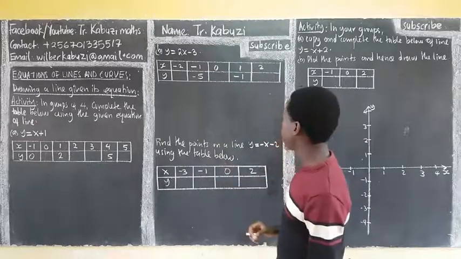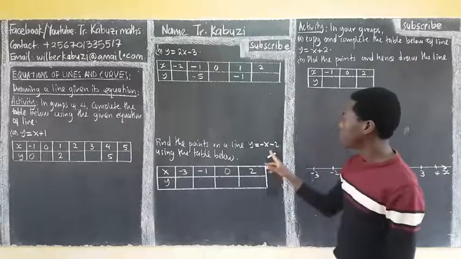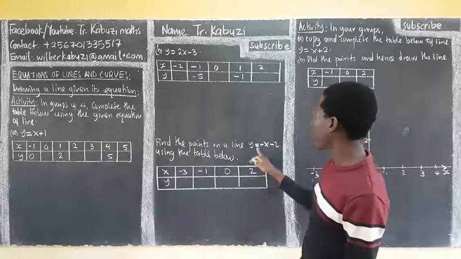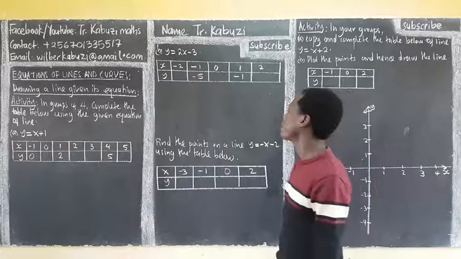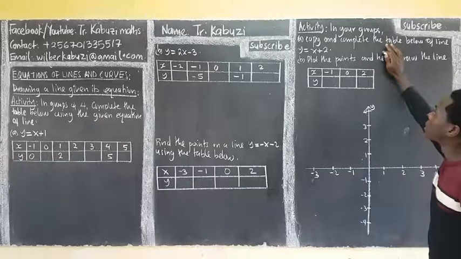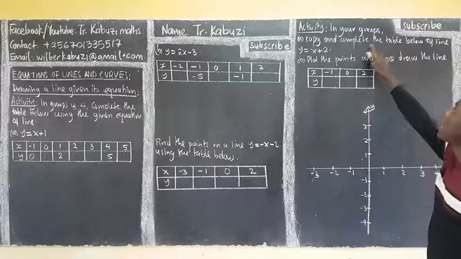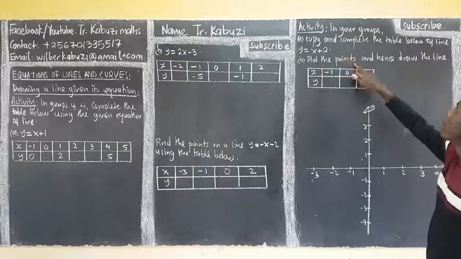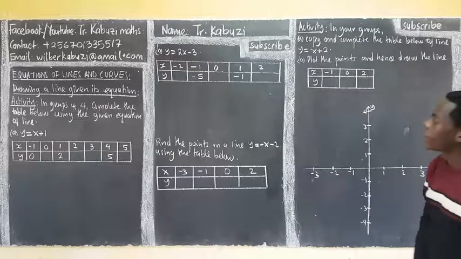Then the points on the line. Find the points on the line using the table below. So they are giving you this line, and they want you to get the points on that line. Then after that, in your groups, copy and complete the table below of the line. This is the line. Plot the points and hence draw the line.